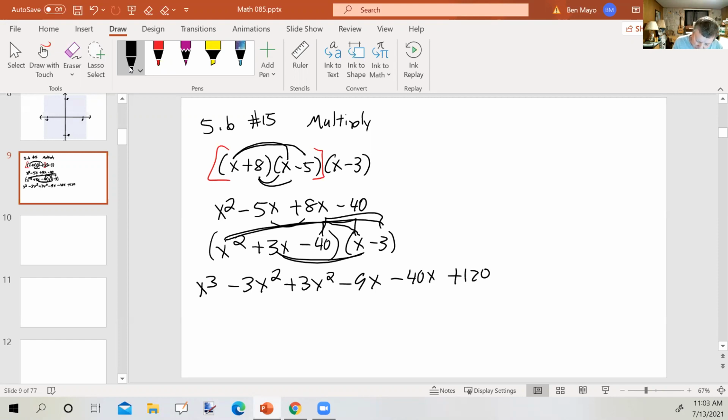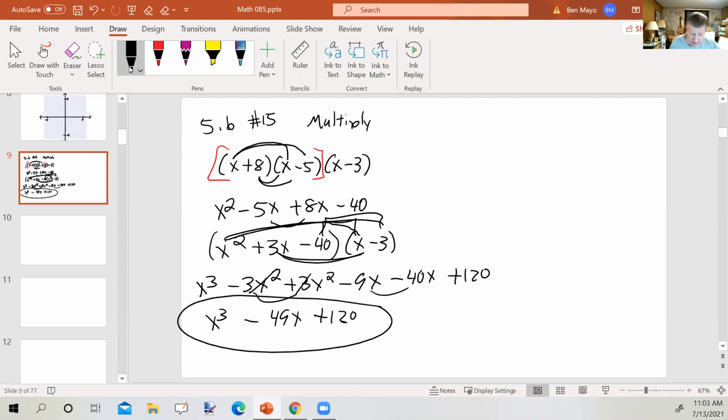Combining like terms, we get x cubed, those would cancel, minus 49x, and then plus 120. So there's the final answer. Any questions about that problem before we go on to another example?